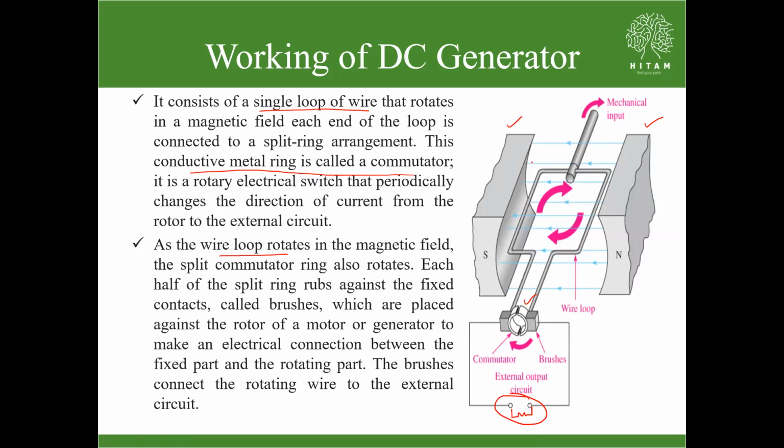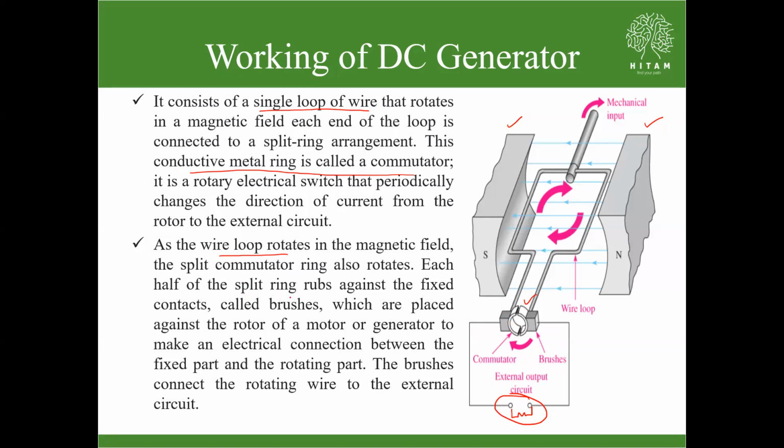So the wire loop, this conductor, rotates in the magnetic field, the lines indicating from north pole to south pole. So this wire loop rotates in a magnetic field, and the split commutator ring also rotates. The wire is connected to this commutator. As I mentioned, the commutator is a rotating device, right? So whenever this wire rotates in this magnetic field, the commutator connected to this wire also rotates along the same axis, right?